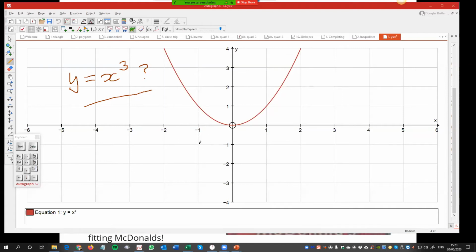So minus 1 cubed is definitely minus 1. 0 cubed is definitely 0. 1 cubed is definitely 1. Aha, so it's a straight line.